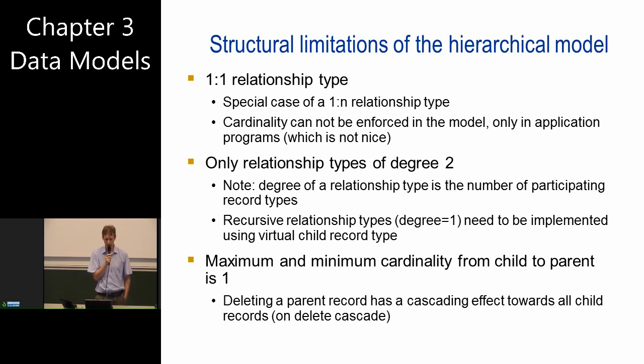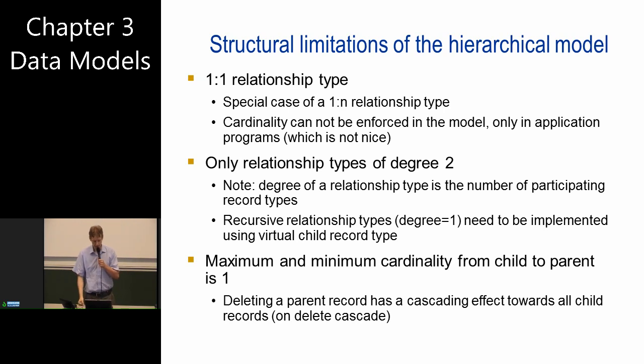What if you would have relationship types with degree 1? That means whereby you only have one record type that has a relationship type with itself. Later on, we're going to see an example of that, of employee that has a relationship with itself to basically model what employee is supervising what other employee. Well, for those recursive relationship types of degree 1, we need to implement them again using a virtual child record type, which is not very nice.